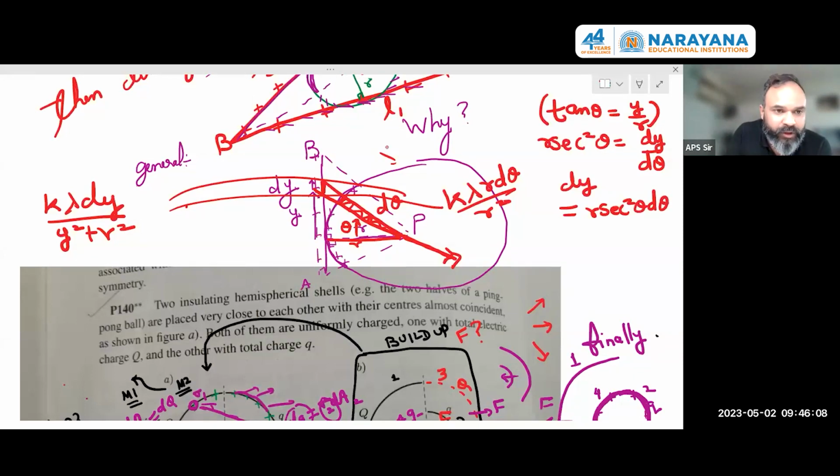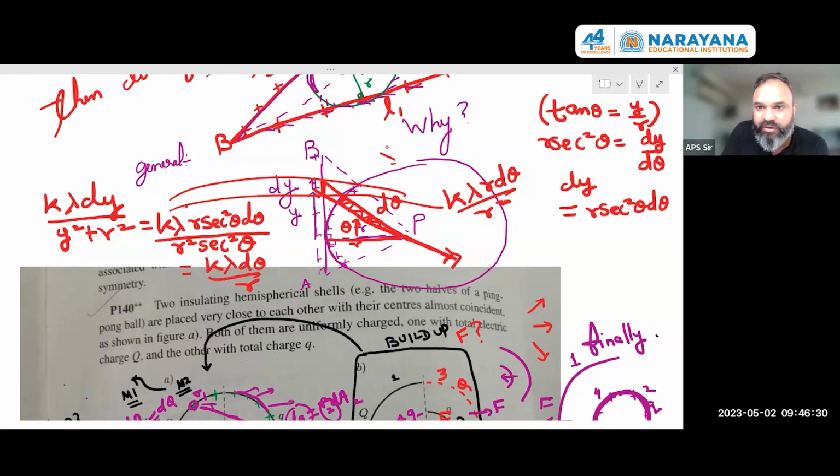Now check. This becomes k lambda dy. Dy is r secant square theta d theta divided by y square plus r square, which is r square secant square theta. This complete length. And you can see here, it is k lambda d theta upon r. And you can see here also, this is k lambda d theta upon r. Hence proved that the fields are equal because of every dy. If it is equal for all the dy's, so the net is also equal.